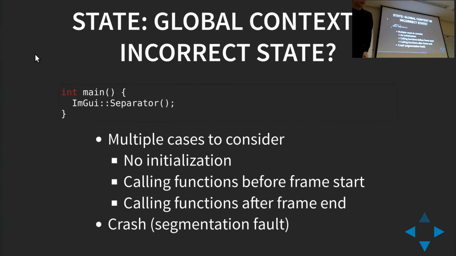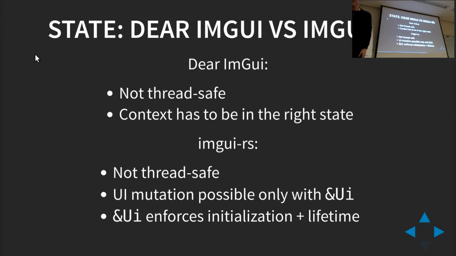But in IMGUI-RS, because you need the UI reference, it enforces some kind of rules about where you can call these functions. Okay, so just a summary. Both libraries are not thread safe, don't use threads with these. In Dear IMGUI, the context has to be in the right state. You need to make sure that you call the functions at the right time. In IMGUI-RS, you need the UI reference, and that enforces some rules. This is a very normal thing in Rust libraries.